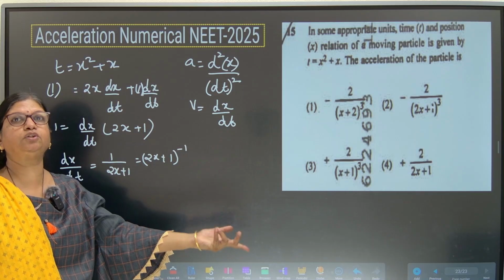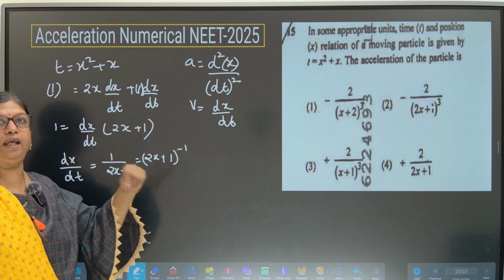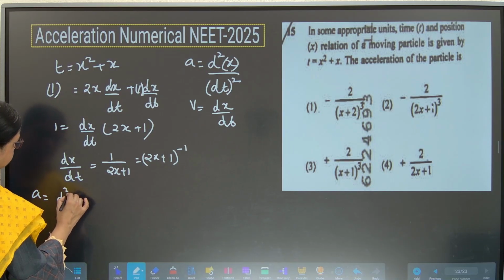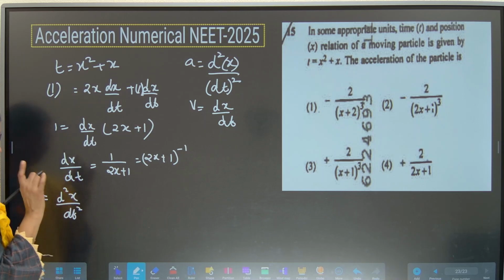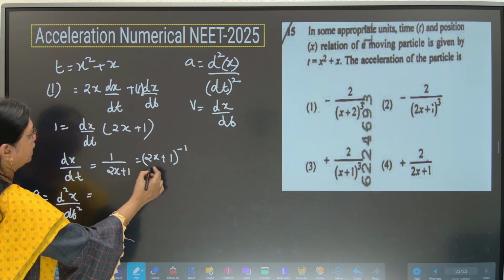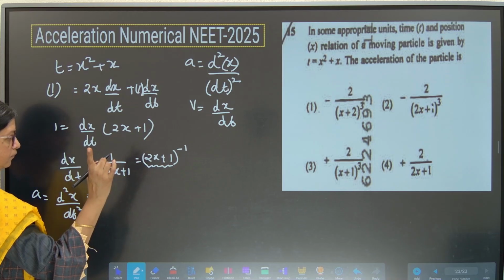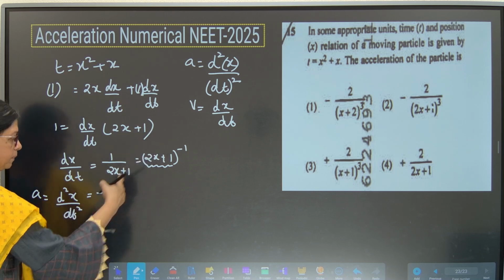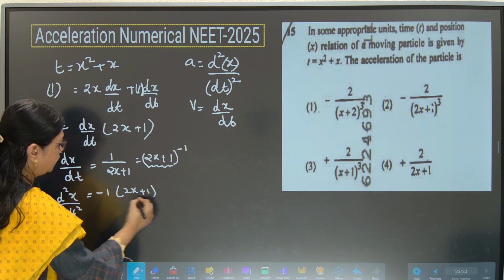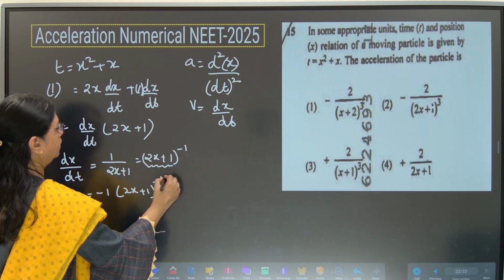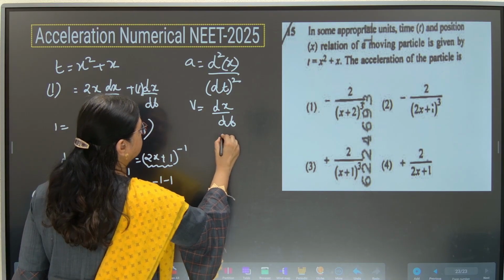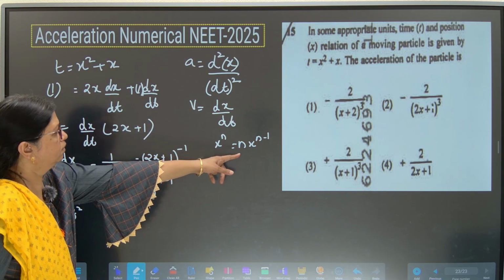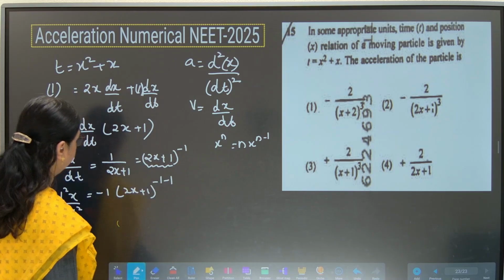Now I have to differentiate displacement again with respect to time, a second time. So what is my acceleration? d square x by dt square, second differentiation. Let me consider 2x plus 1 as a single term, as one variable. So what is my answer? Negative 1, which is the power, 2x plus 1 is the variable, and again the power minus 1. What is the formula? x raised to n, differentiation, n x raised to n minus 1. This also we have learned: power, then variable, then power minus 1.